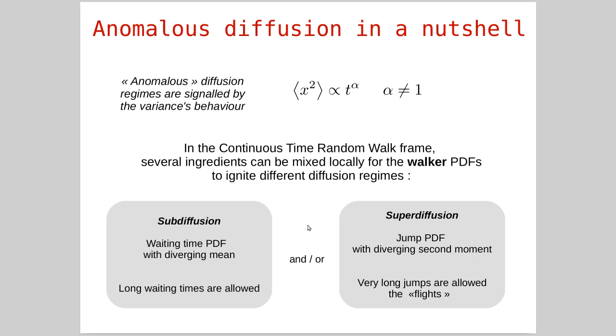On the other hand, if you would like to have a superdiffusive regime, what you would need at a local level is a jump PDF. We will see later what exactly that is. But in this case, you would need this PDF to have a divergent second moment. So what you are implying is that your walker is able to make long jumps, very long jumps that are called flights. So this is the general picture, very roughly.